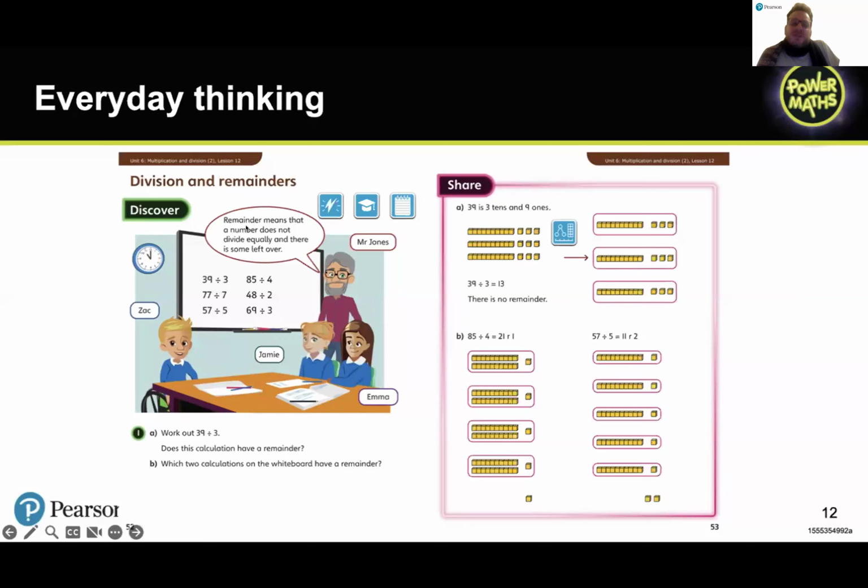Then I might spend some time on what Mr. Jones is saying about remainder here. Let's have a discussion as a class. We could have some oracy techniques come in here: talk to your partner about what remainder means. Do you think that's a good definition? Would you change his definition? How would you explain that to a younger year group? All of those sort of oracy opportunities are in there.